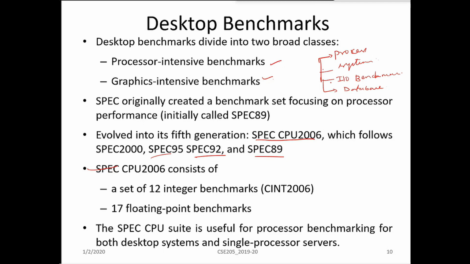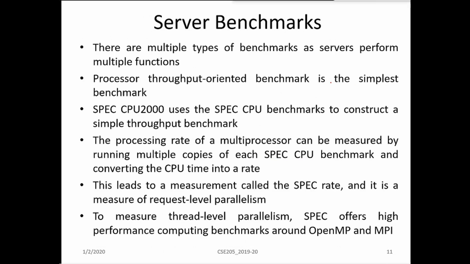SPEC CPU 2006, 2000, 95, 92, and 89. Those are all for the desktop. Similarly, for the servers, there is also SPEC. It is also a kind of benchmark that is available. So we can execute it and see the results.